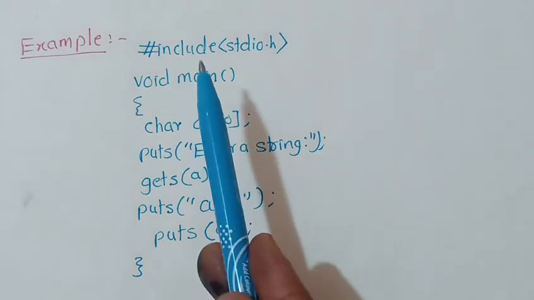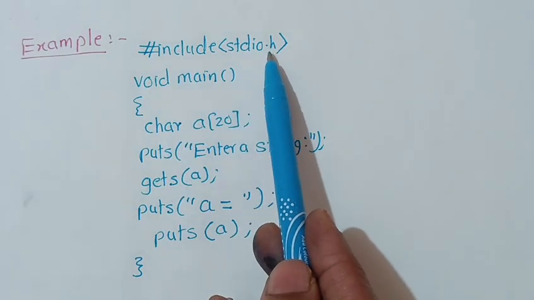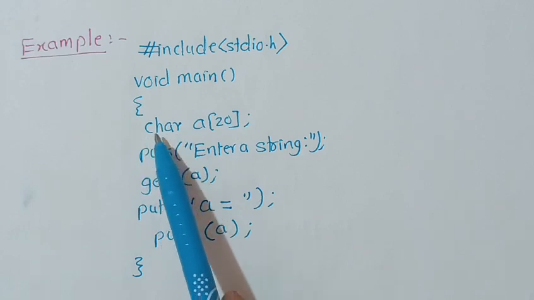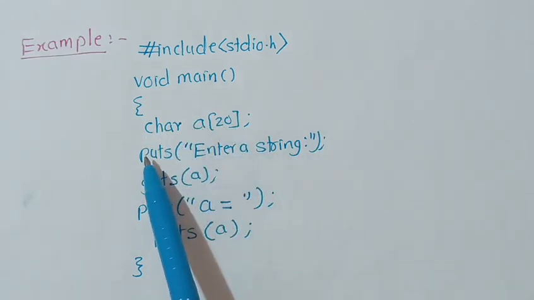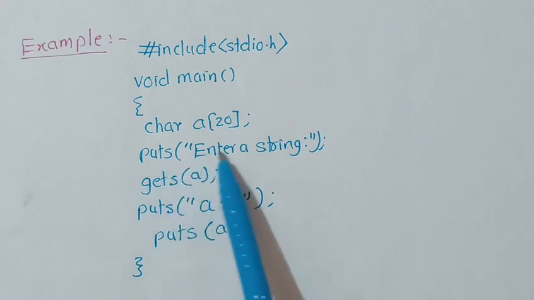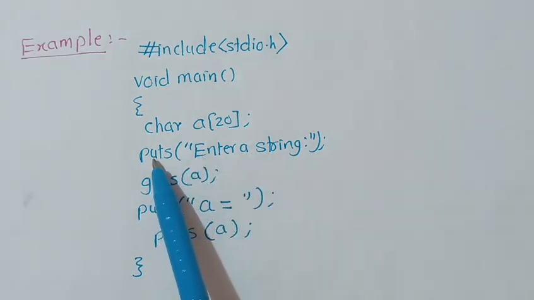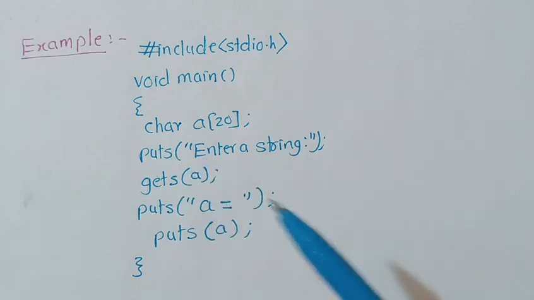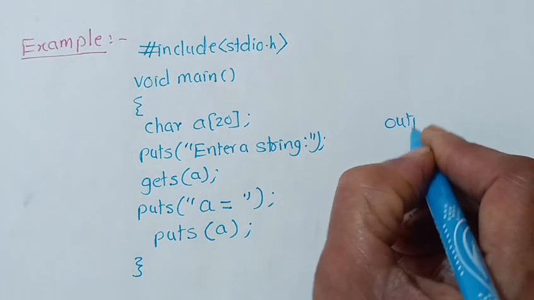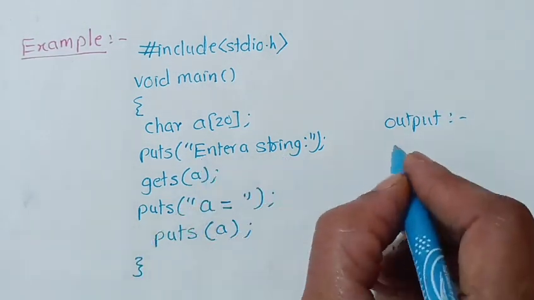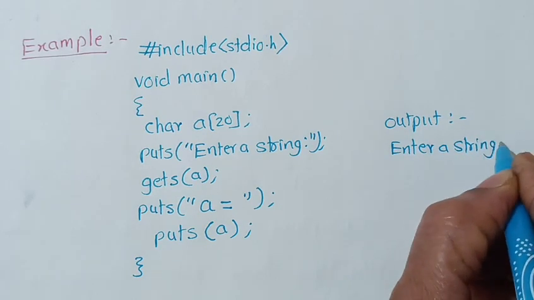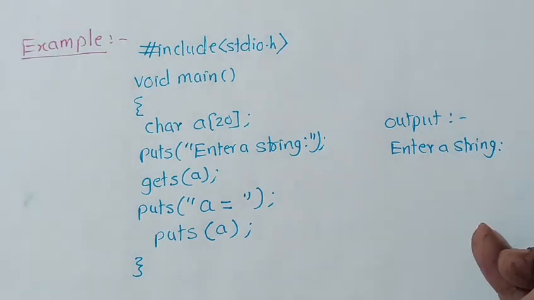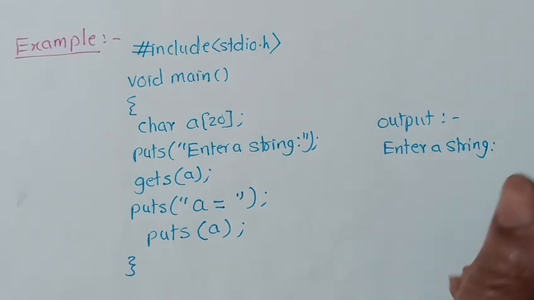Here you can see the example. We include the standard input output header file, then the main function, and afterwards char a[20], so you can enter 20 characters in the variable. Then we print a message using puts. Like a printf statement, you can use puts to print a string. So what will be the output here? It will print as it is, enter a string. The string can be a whole line or anything. You can enter any string here.